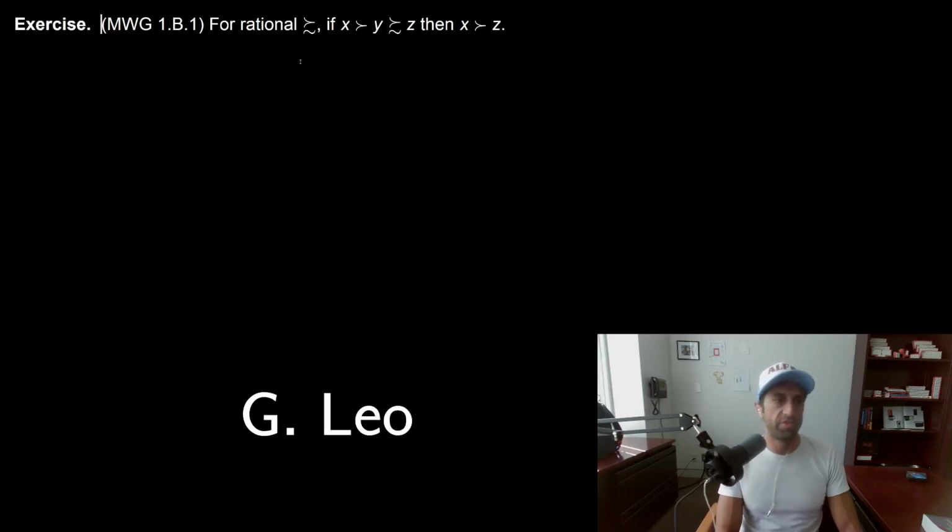All right, let's do this one. This is the very first problem of Mas-Colell, Whinston, and Green. For a rational preference relation, if we have x is strictly better than y, which is at least as good as z, then x is strictly better than z. So this is similar to transitivity.